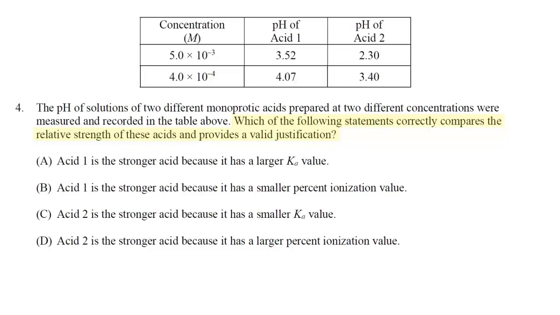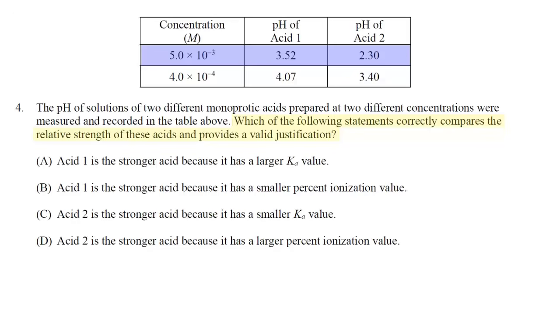Let's go ahead and analyze the data that we are given in the table. Starting with this first row of the table, we can see that the concentration of each acid is listed as 5.0 times 10 to the negative 3 moles per liter.